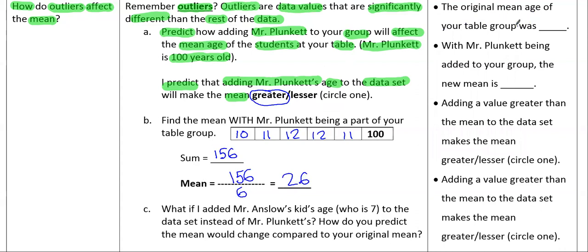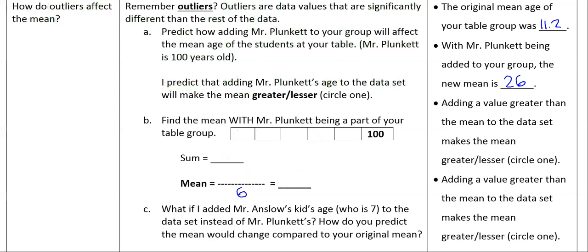The original mean age of your table group was 11.2. With Mr. Plunkett being added to your group, the new mean is 26. Adding a value greater than the mean to the data set makes the mean greater. So that's the conclusion here. If we add a data value that's greater than the rest of the data, it's going to make this mean greater as well, which makes sense because then that sum gets a lot bigger. Okay, let's move on to part C.